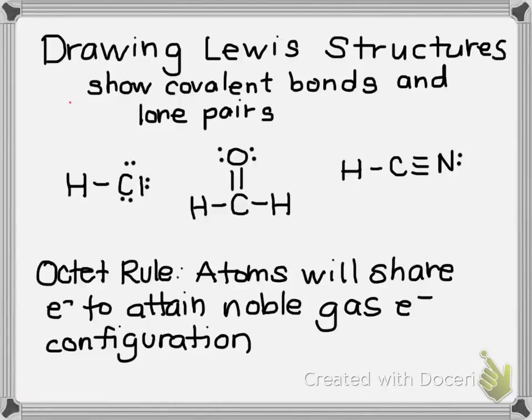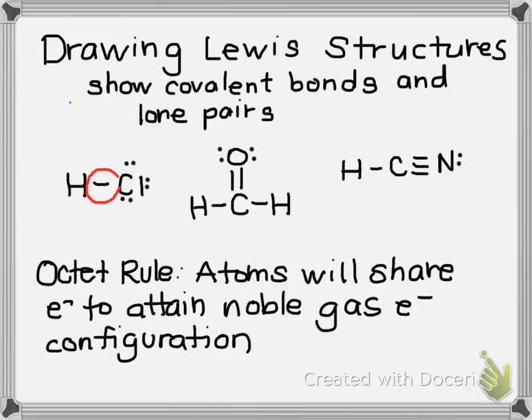Lewis structures are a convenient way of showing covalent bonds in molecules or ions of the representative elements. Just like ionic bonding, we'll need to take into consideration the octet rule that says atoms will share electrons to attain a noble gas electron configuration. In ionic bonding, atoms gain or lose electrons for this stable electron configuration. But in covalent bonding, the valence electrons are shared. So let's take a look at how we write Lewis structures and some of the notation.